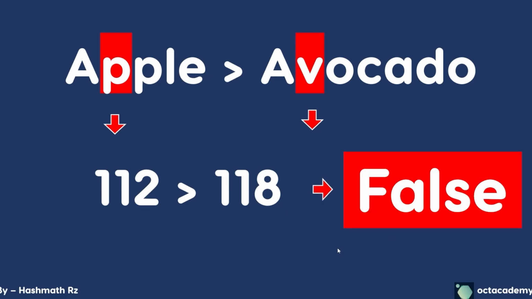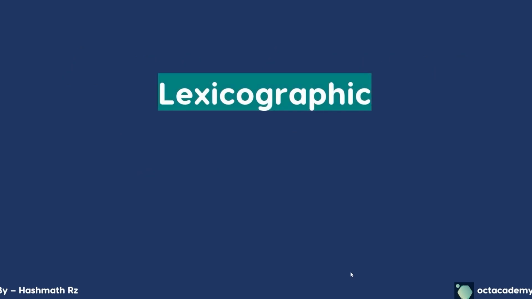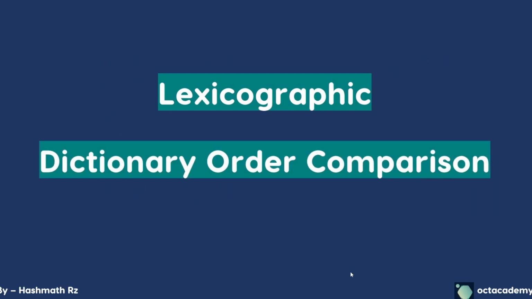So guys, as I said earlier, if the second characters were the same, JavaScript would move on to compare the third characters and so on until a difference is found or until the end of either string is reached. This approach is commonly referred to as lexicographic or dictionary order comparison. It means that the comparison is done character by character, similar to how words are ordered in a dictionary. So guys, I hope you got the idea. If not, please go through this section again and again until you clear this topic. If you still have any problem, please don't hesitate to leave a comment.